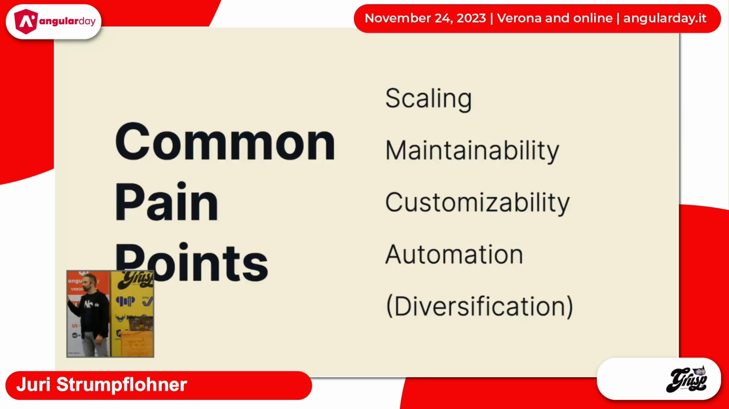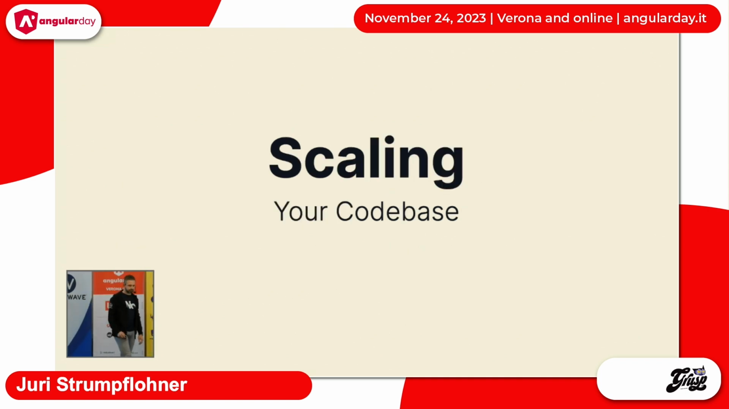So what are some of these common pain points that companies can encounter in development in general, when they build Angular applications? Some of them go from scalability, maintainability, customizability, automation, and maybe also diversification. And they blur into each other, right? A scalable application, you might want to scale, but then it also needs to be maintainable. So the lines between those are a bit fuzzy.